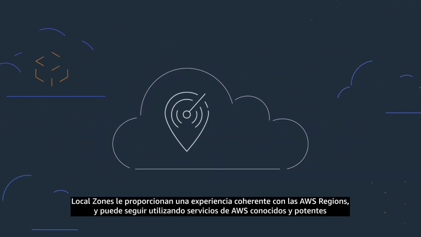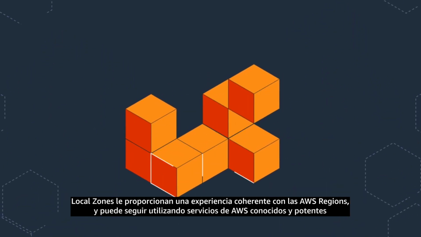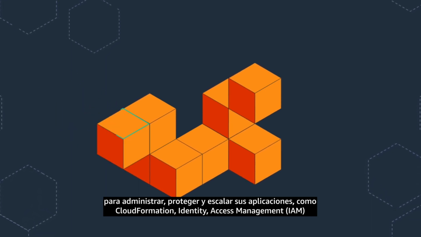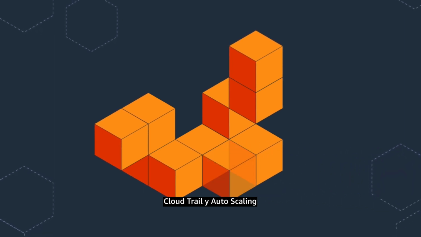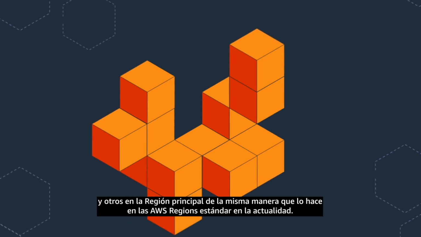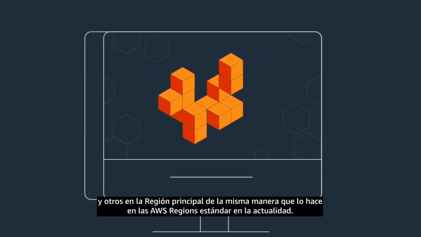Local Zones provide a consistent experience with AWS regions, and you can continue to use familiar and powerful AWS services to manage, secure, and scale your applications like CloudFormation, Identity and Access Management, CloudTrail, and autoscaling. You can also consume services such as DynamoDB, S3, and others in the parent region in the same way as you do in standard AWS regions today.